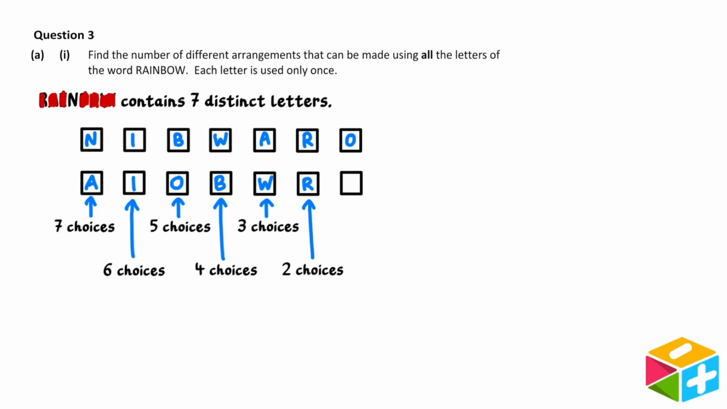When we come to the final box, we've already used 6 of our letters. The only one remaining is N. So there's not much choice here, we only have one option. It must be N.